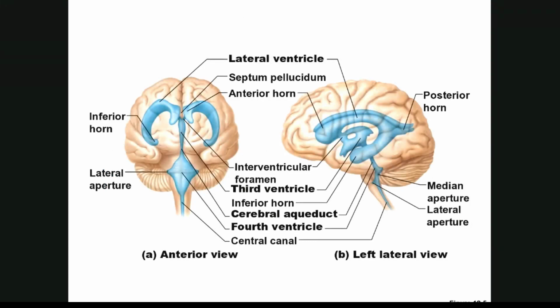Here's a nice picture. You can really see how the lateral ventricles go tremendously out. This is your third ventricle, and this is your fourth ventricle right in here. It goes into the central canal of the spinal cord.